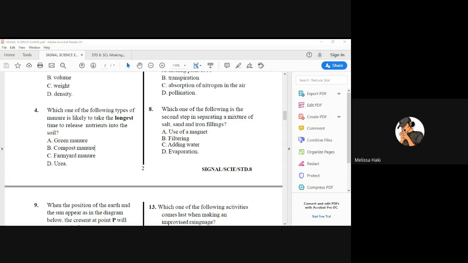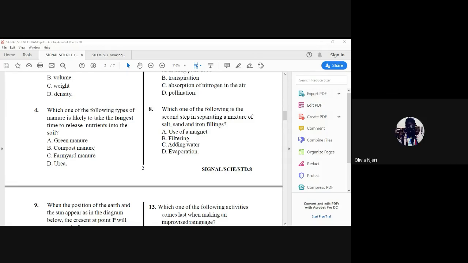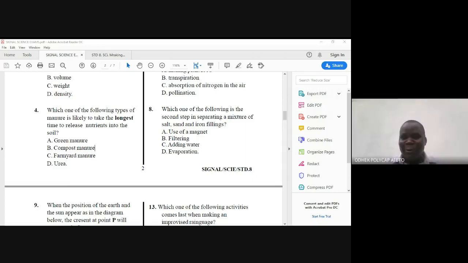Chromium. Is it? No, that is chlorine, not chromium. Chlorine. Where then is chromium found? Chromium is not needed by plants. It's not a mineral that is needed by plants. Is that correct? Yes. Any question? Okay. So that one we have exhausted.